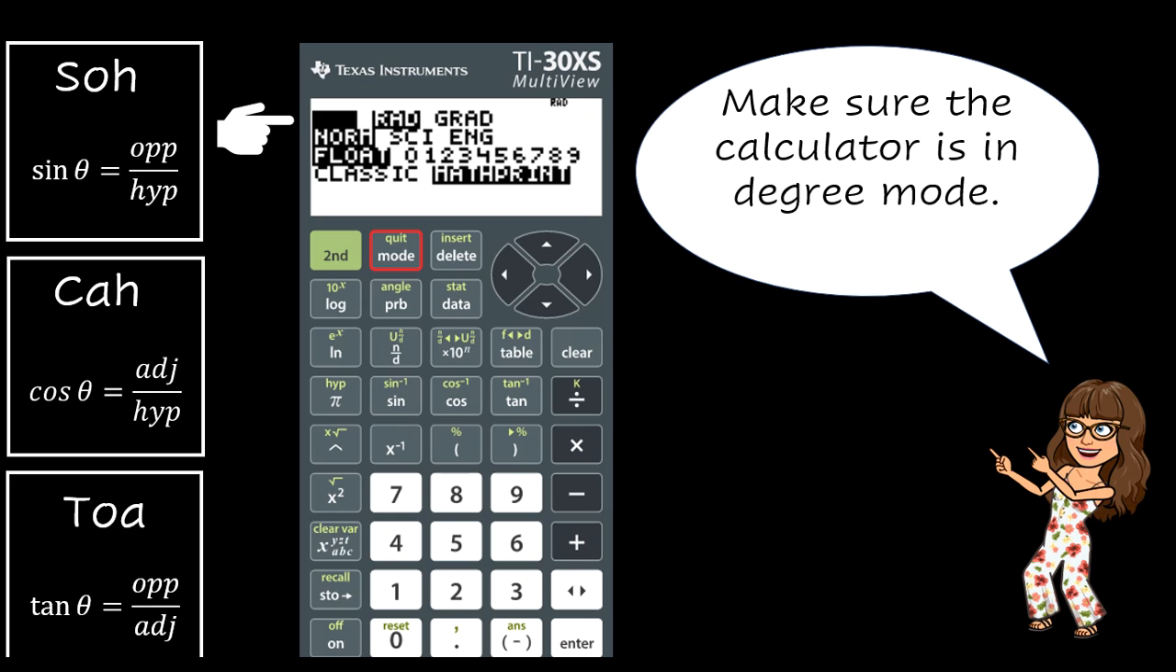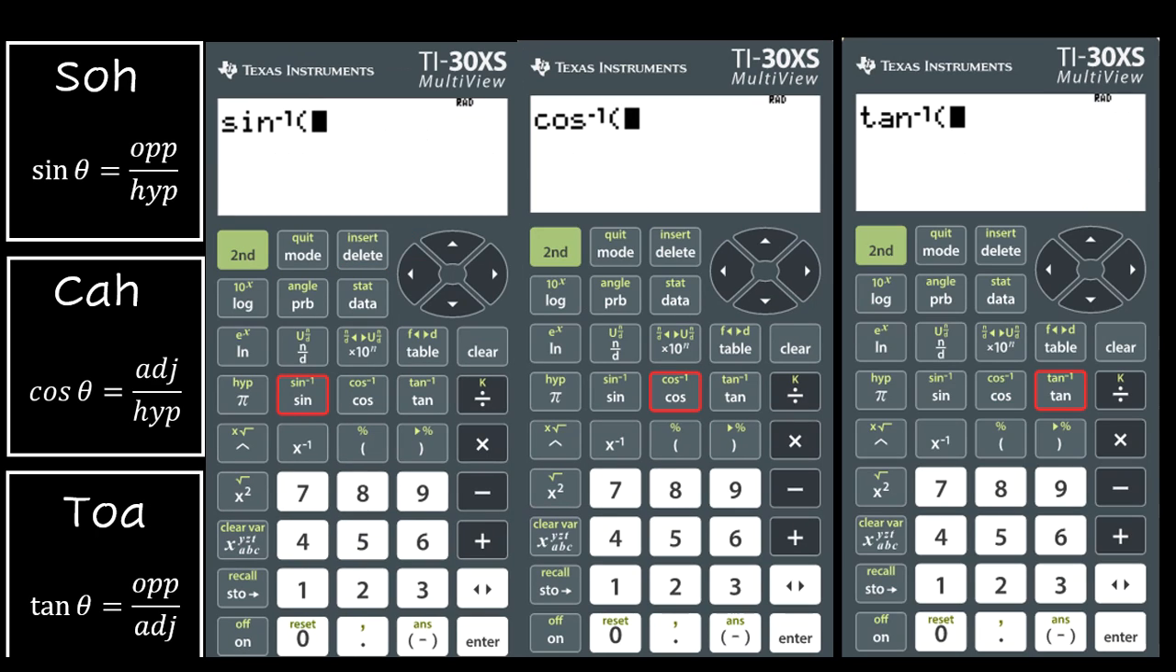Okay, let's go over the handout for 11-3 when you're trying to find an angle measurement of a right triangle. Again, make sure that your calculator is in degree mode.